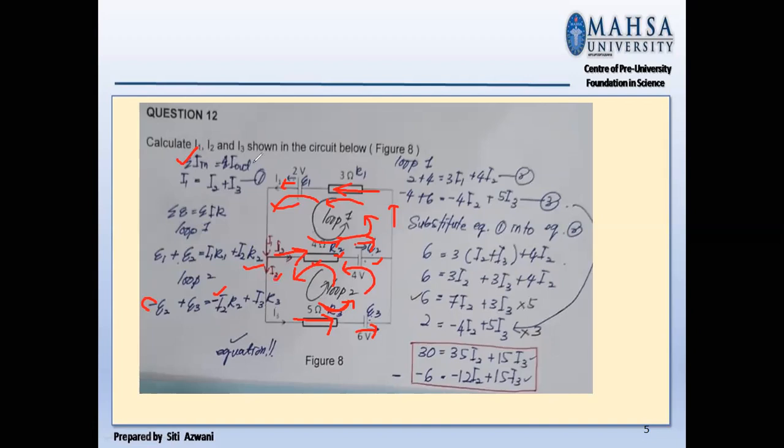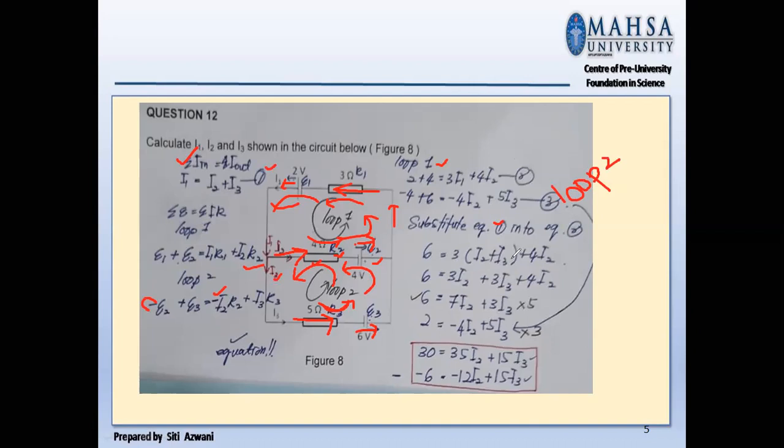So you have your equation 1, equation 2, and equation 3. Next, substitute the values into your equation. This is your loop 1, and this is your loop 2 equation. Next, you need to substitute equation 1, which is from the first rule: I1 equals I2 plus I3.